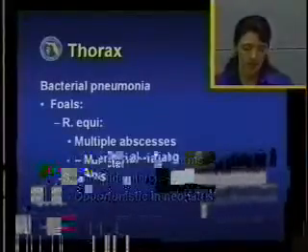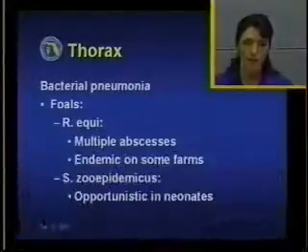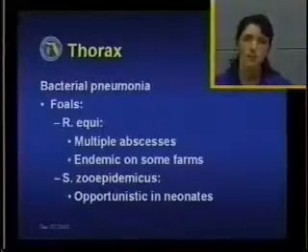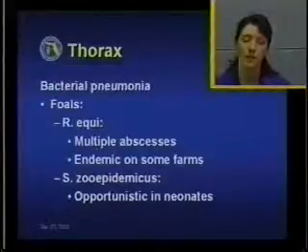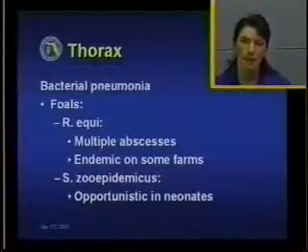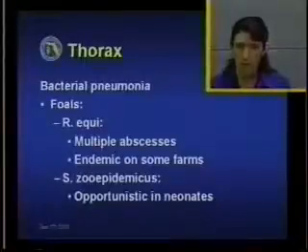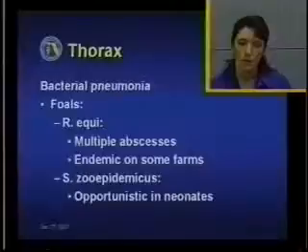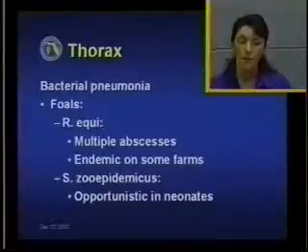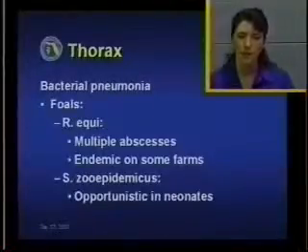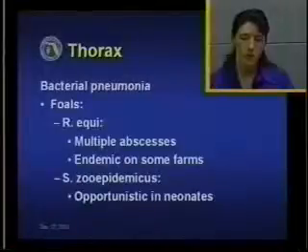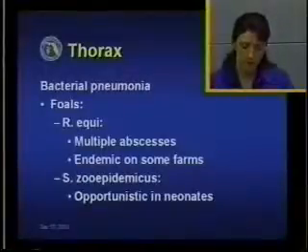In foals, once again, Rhodococcus equi is the most common cause of bacterial pneumonia, and it results in multiple abscesses. These foals will present very commonly at weanling ages, so 3 to 4 months, or rather 4 to 6 months, and they will present with severe respiratory sounds like rattles, and they will very commonly have a very abundant bilateral purulent discharge. They have an extremely elevated heart rate and respiratory rate.